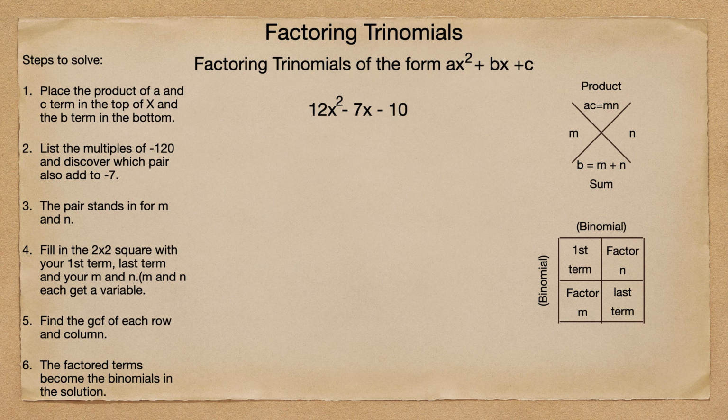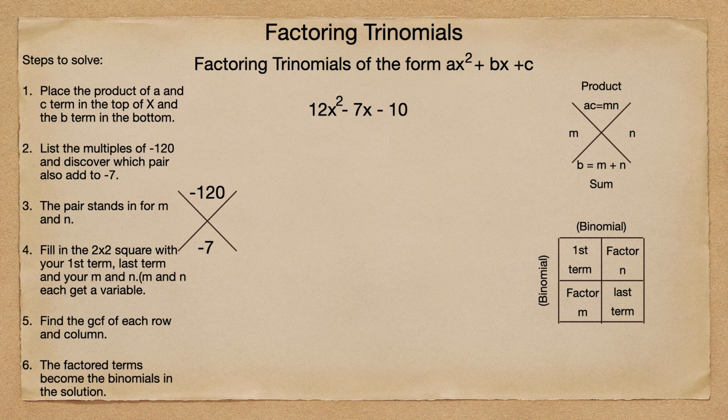We're going to use the X in the top right. We're going to be using our AC, which is our A term times our C term. That's going to be on the top of the X. So what is 12 times negative 10? It's going to give me negative 120. And then my B term, which is negative 7, goes on the bottom.